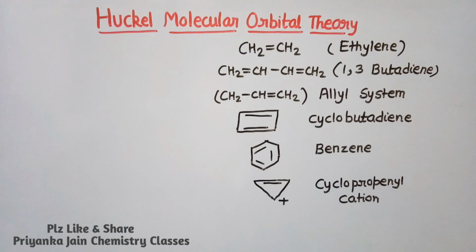Firstly, understand for what this theory is used. Actually it is used for finding out the pi electron energy of the conjugated systems. What is meant by conjugated systems? It means whenever alternate double and single bonds are present.